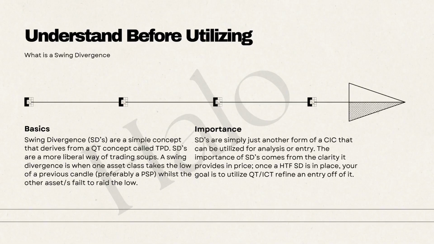The importance of a swing divergence comes from the clarity it provides in price. Once a higher time frame swing divergence is in place, your goal is to utilize your quarterly theory or ICT concepts to refine an entry off of it.